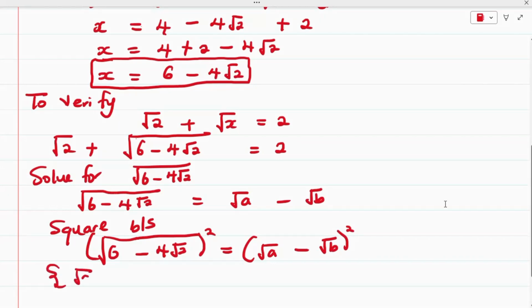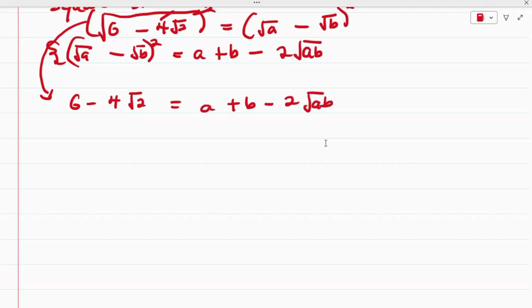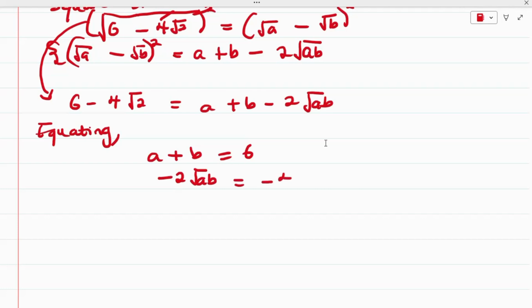But the root of a minus the root of b all squared is equal to a plus b minus 2 into the root of ab. And this is the property of nested radicals. So from here we can easily see that this is going to cancel out this. So we have 6 minus 4 root 2 is equal to a plus b minus 2 root ab. So equating the rational and the irrational parts, we have a plus b is equal to 6 and minus 2 into the root of ab is equal to minus 4 root 2 if we simply equate the rational and the irrational part.